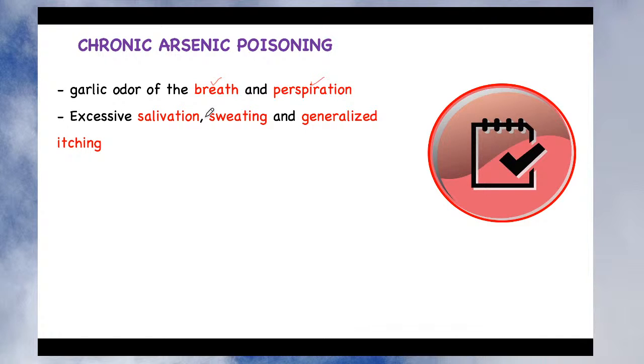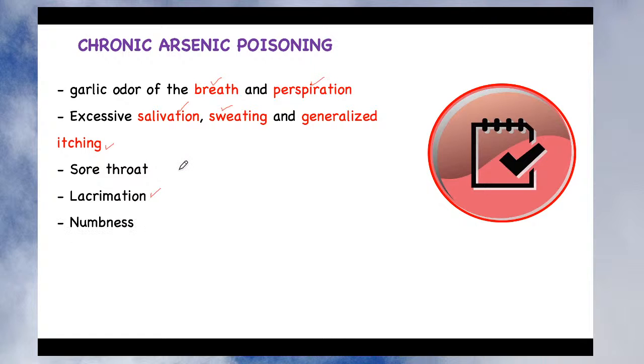well as perspiration. In addition, there is excessive salivation, excessive sweating, and generalized itching, because through the sweating the arsenic is coming out, and your skin is exposed to the arsenic, and it produces itching on the skin. Then he may suffer from sore throat. There is lacrimation. What do you mean by lacrimation? Lacrimation is excessive tearing from your eye.